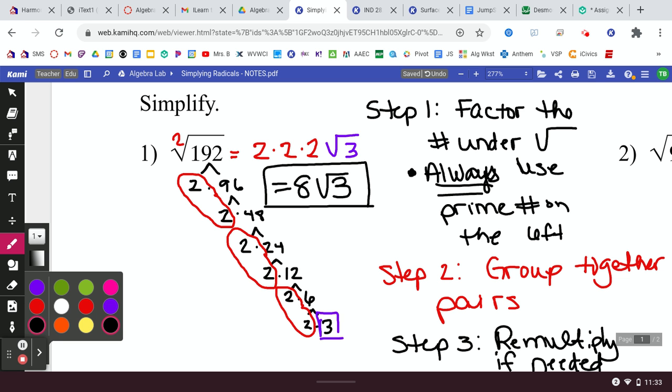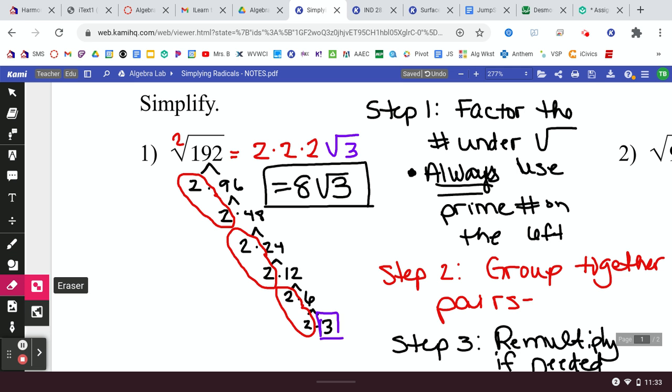So you factor the number under the radical, always using prime numbers on the left. You group together your pairs. And of course, if you need to put this in your notes, it's important. You group together your pairs, and pull out, right? They pull out. Because your pairs get pulled out.